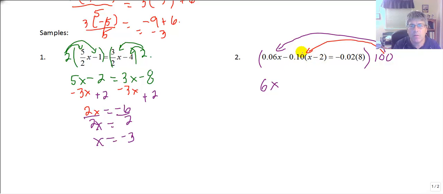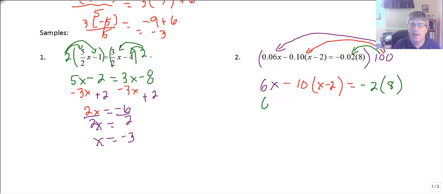Now here we only have to multiply by the 1/10 because once we distribute, that will be like multiplying the x and the negative 2 by 100. So we're fine here. So we get minus, that will become 10 times the quantity x minus 2. Do not multiply what's in parentheses by the 100. And then multiply the negative 2/100 by 100, and we get negative 2 times 8.